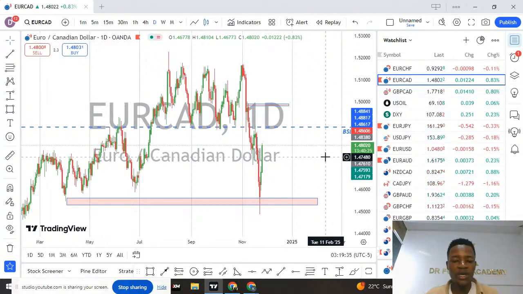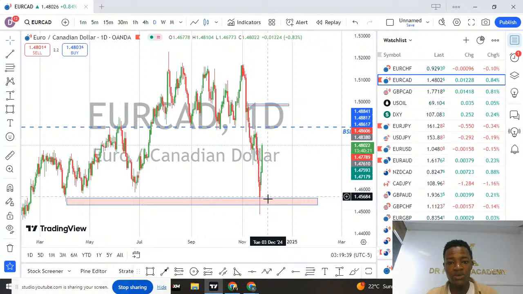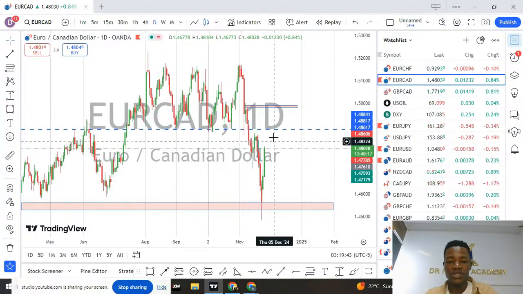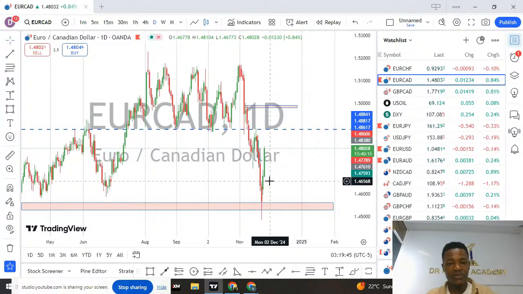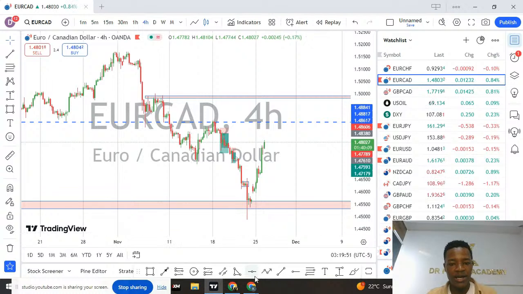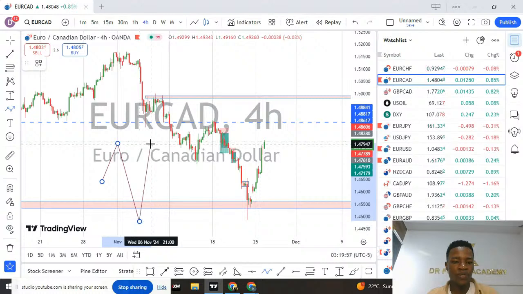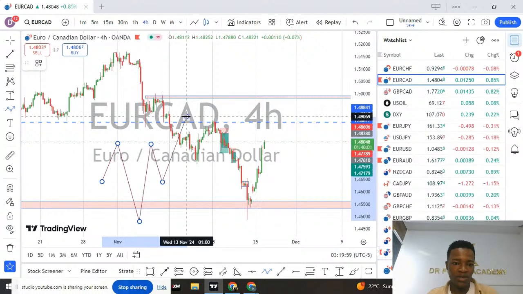It's clear. Okay. So on EuroCAD, you can see it touched a very major zone and was unable to break this. This is on the daily time frame. So unless we see a reversal structure, that's when we can start buying this market. A reversal structure we can see is an inverted head and shoulders like this. This is what we call a reversal structure, meaning your market is a buy.